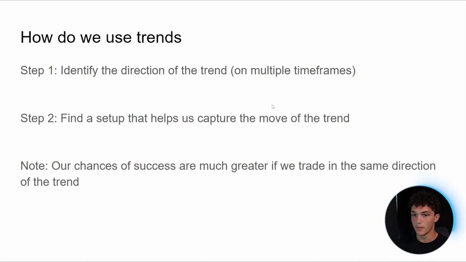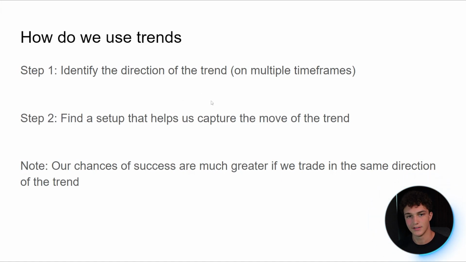So if it's in an uptrend, we want to find a specific setup that allows us to enter the trade and capture that move that it is already making. So if it's an uptrend, we want to find a way where we can buy the stock. And if it's in a downtrend, we want to find a good entry where we can sell the stock.